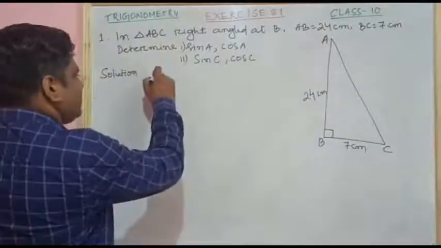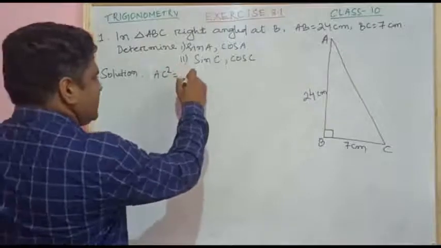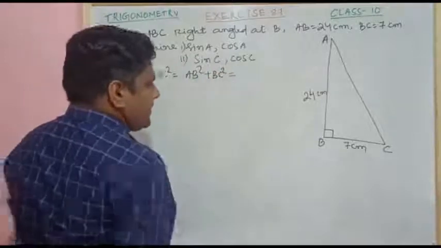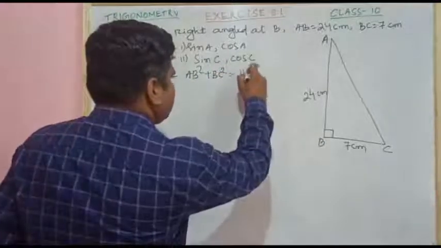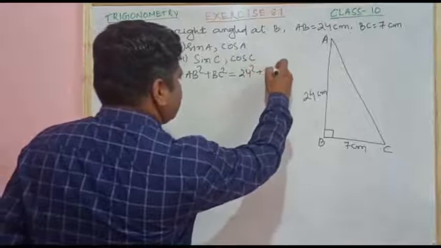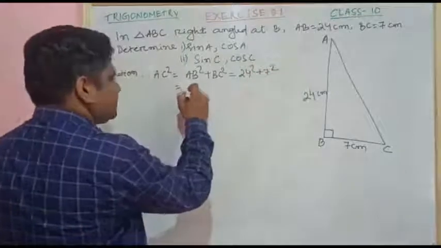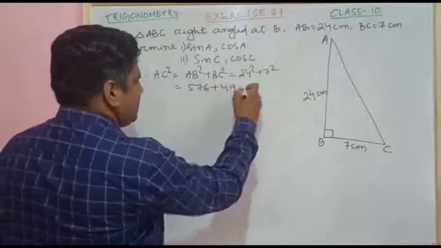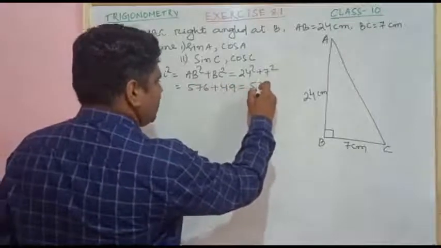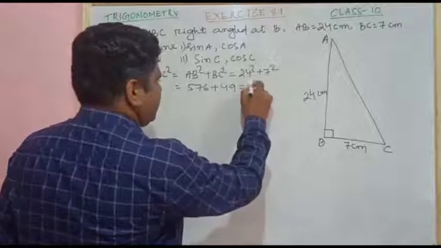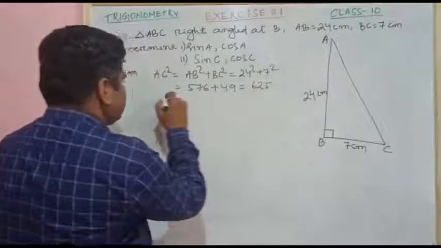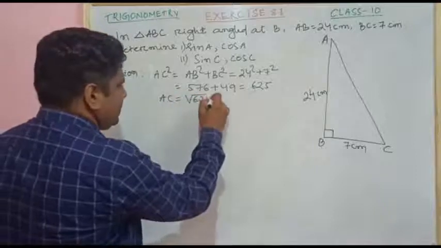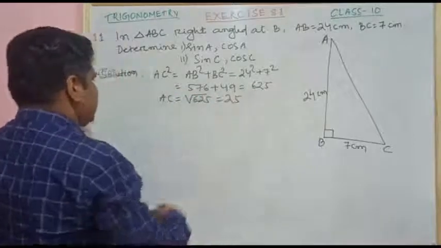So AC square equal to, according to Pythagoras theorem, AB square plus BC square. AB square is 24 square plus 7 square. We know 24 square is 576 and 7 square is 49. Addition of these two is 625. So AC equal to root over of 625 is 25.